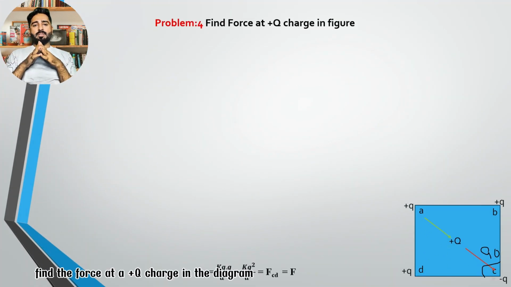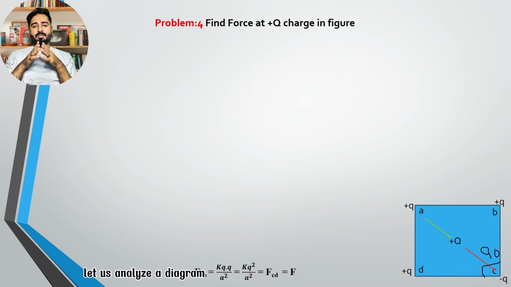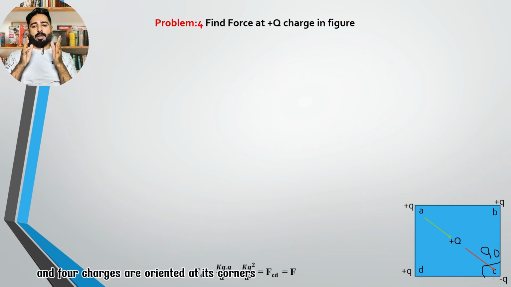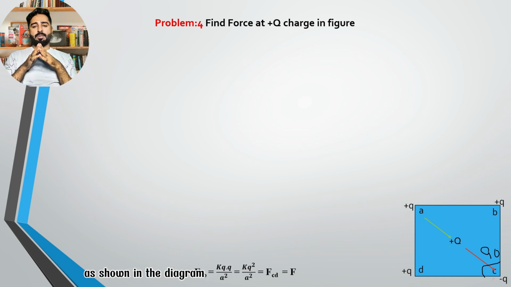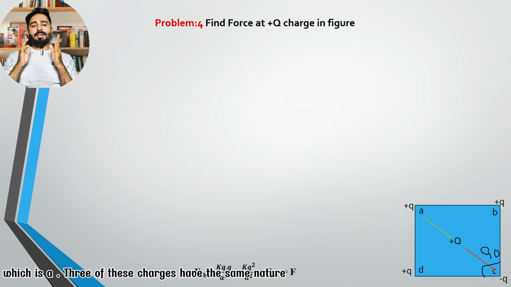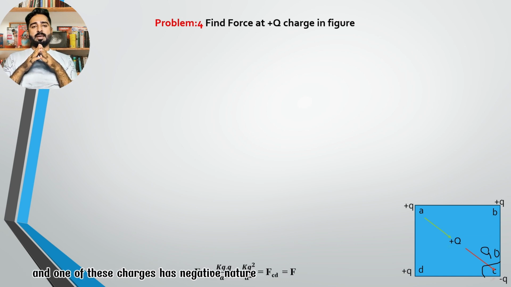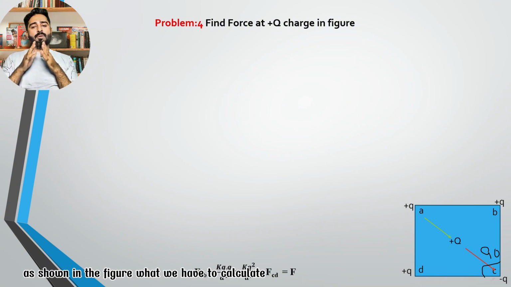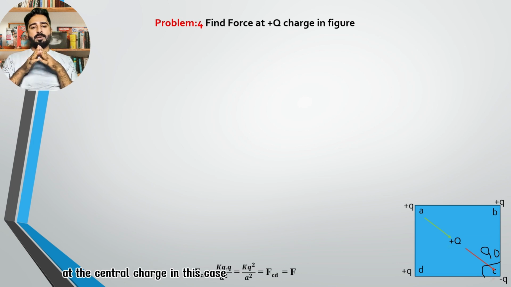Find the force at plus Q charge in the diagram. Let us analyze the diagram. Here is a square shaped diagram A, B, C, D, and four charges are oriented at its corners as shown in the diagram, and the distance between 2 point charges along each length is similar, which is A. Three of these charges have the same nature, which is positive, and one of these charges has negative nature as shown in the figure. What we have to calculate? We have to calculate the net force at the central charge in this case.